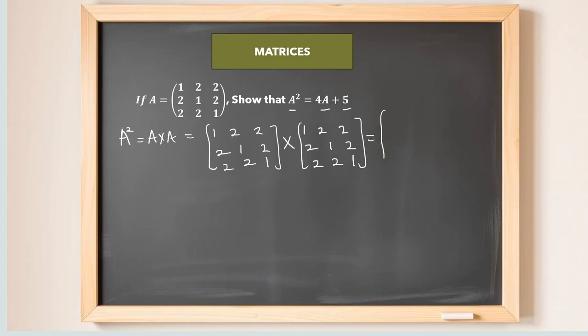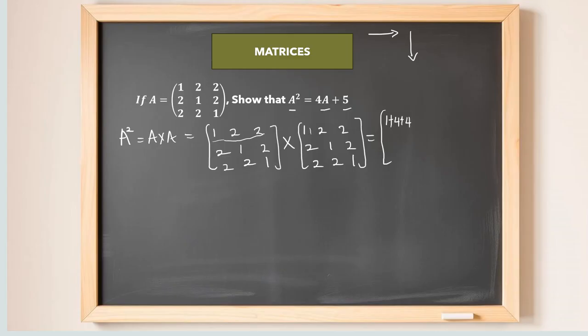Now, to multiply this, there's something we call row by column multiplication in matrices. That is, the first row is going to multiply the first column. The same thing for the next one, the first row multiplying the second column, and this is going to be repeated. Now I want to use my first row to multiply my first column. It means 1 multiplied by 1 is going to be 1, plus 2 multiplied by 2 is going to be 4, plus 2 multiplied by 2 is also going to be 4. So we are done with this first entry.